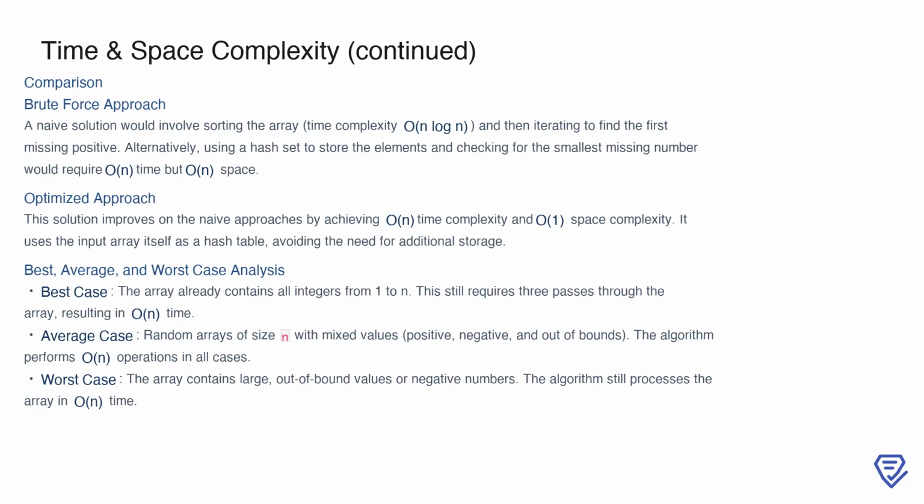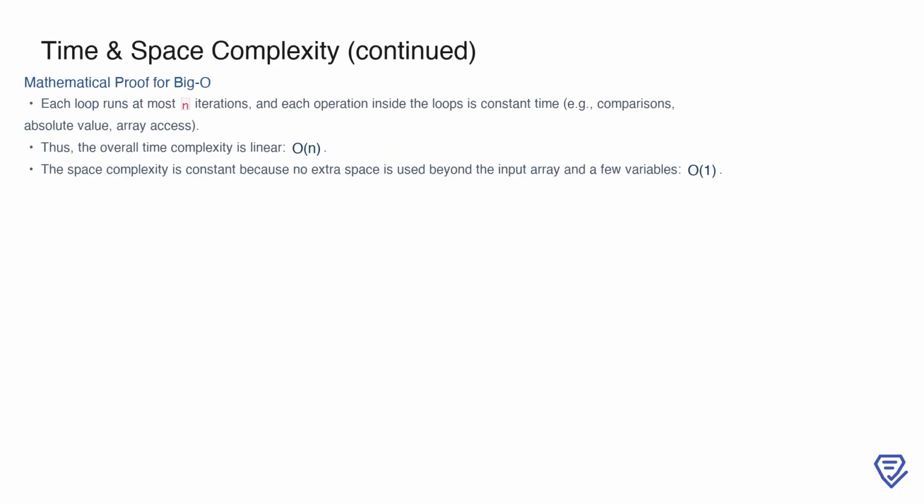Finally, let's solidify our understanding with a mathematical proof for the big O analysis. Each of the three loops in the algorithm runs at most n iterations, where n is the size of the array. Within each iteration, operations like comparisons, computing the absolute value, and accessing or modifying array elements are all constant time operations. This means that the total time spent in each loop is proportional to n, and summing up the contributions of all three loops still results in O(n) time complexity.